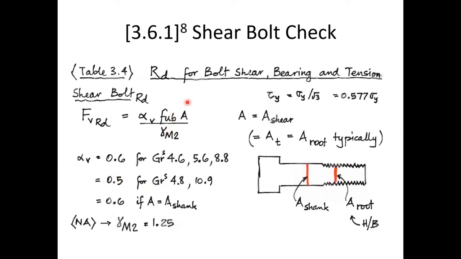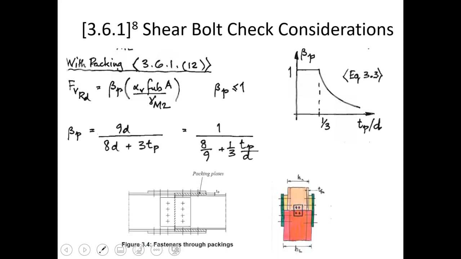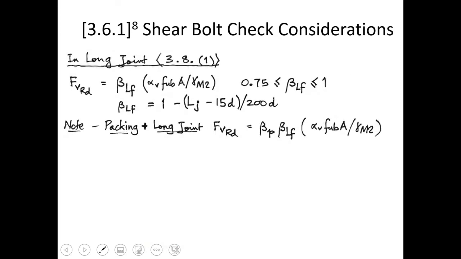FUB is the ultimate strength of the bolt. A is the cross-section area of the bolt, which we typically use as As. And gamma M2 is the material factor of safety, or the partial factor of safety, which was 1.25. Okay. I put in some packing in there. We might have to reduce down the bolt capacity based on the packing, which we described in the other lecture.